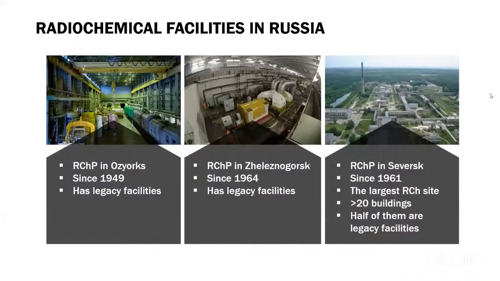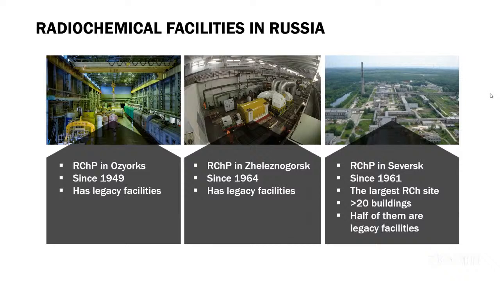Today, I will present the technologies that we use for the decommissioning of radiochemical facilities. As you may know, there are several huge radiochemical facilities in Russia, some industrial ones and some laboratories. Among the biggest are three radiochemical plants: one in Ozersk, one in Zheleznogorsk, and one in Seversk. All of these plants have a very long history, and the oldest one, in Ozersk, was founded in 1949.